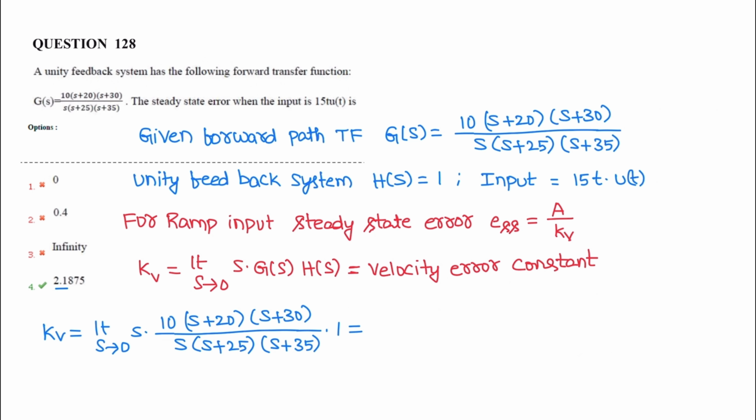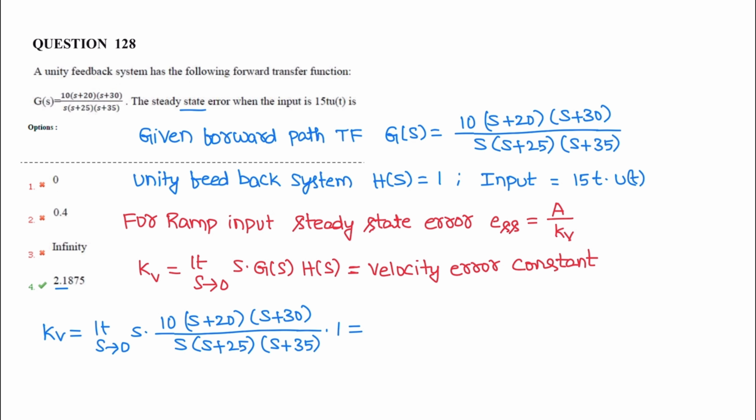Question number 128. A unity feedback system has the following forward transfer function, G of S equal to 10 into (S plus 20)(S plus 30) divided by S into (S plus 25)(S plus 35). The feedback path is unity, H of S is equal to 1, and the input is 15 t u of t, that is a ramp input. For a ramp input, they ask us to calculate the steady state error.